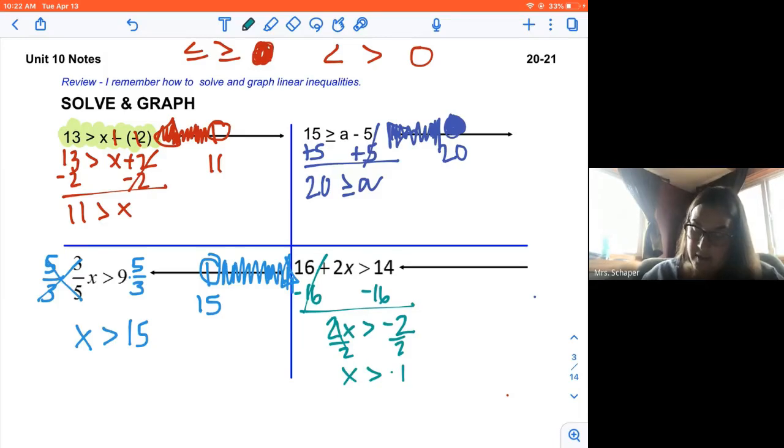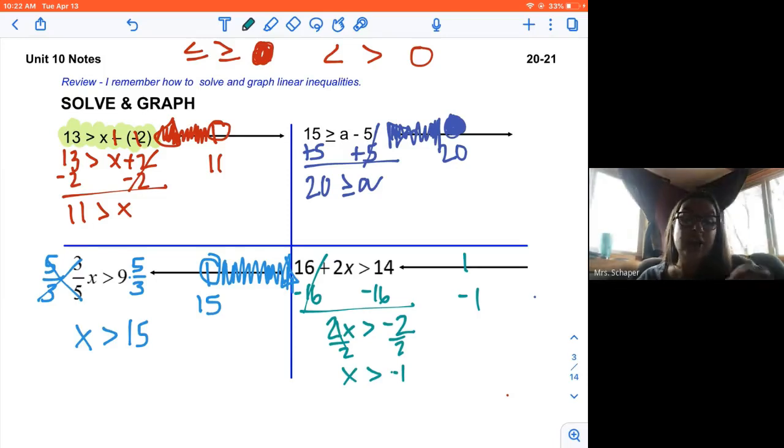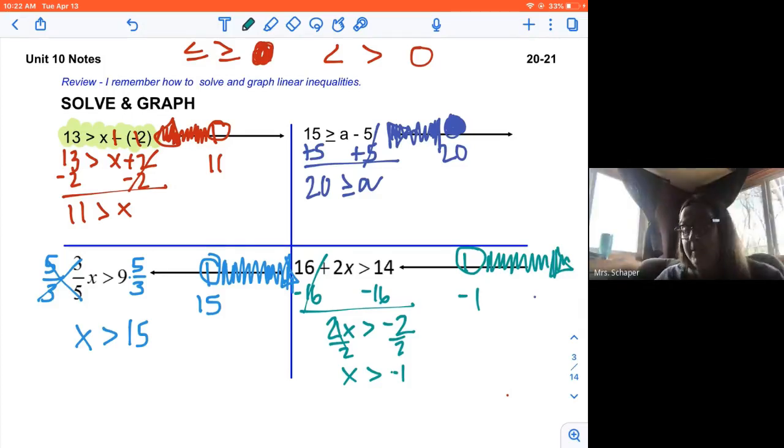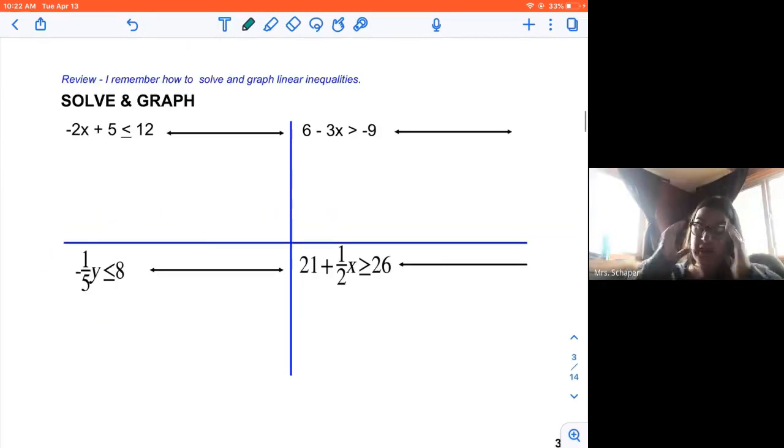So on my number line, I'm going to put -1. It's an open circle because it does not include -1. And a number more than -1 could be 0. So the 0 is over here. I'm going to shade to the right. All right. So when we're looking at this, again, keep it in mind, we're going to be solving these much like we solve equations, and then we're going to be graphing them.